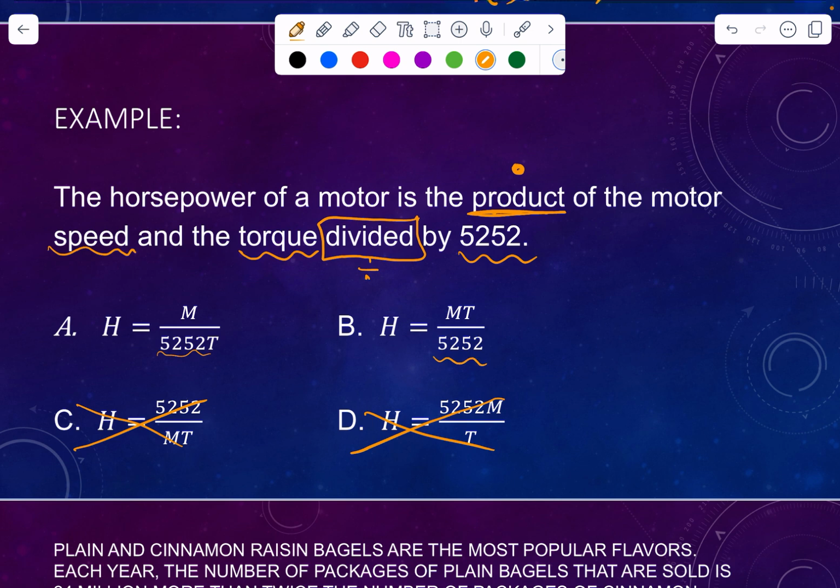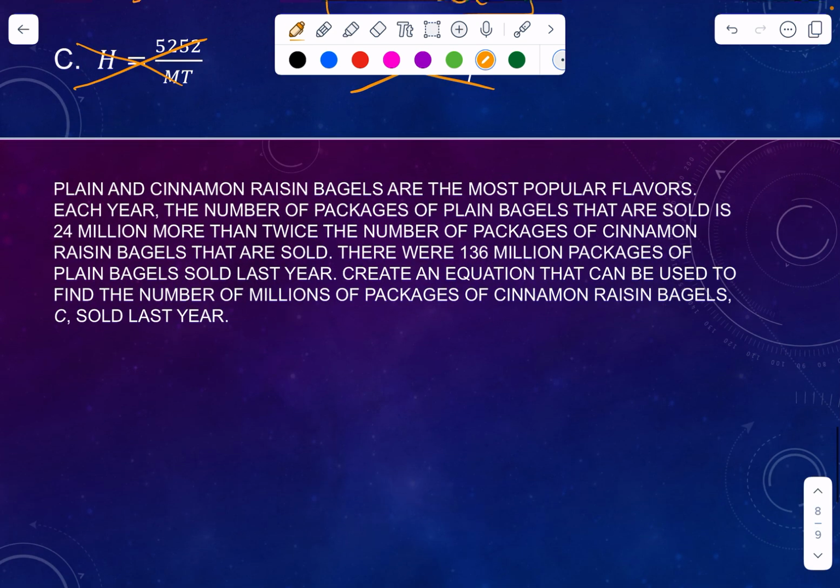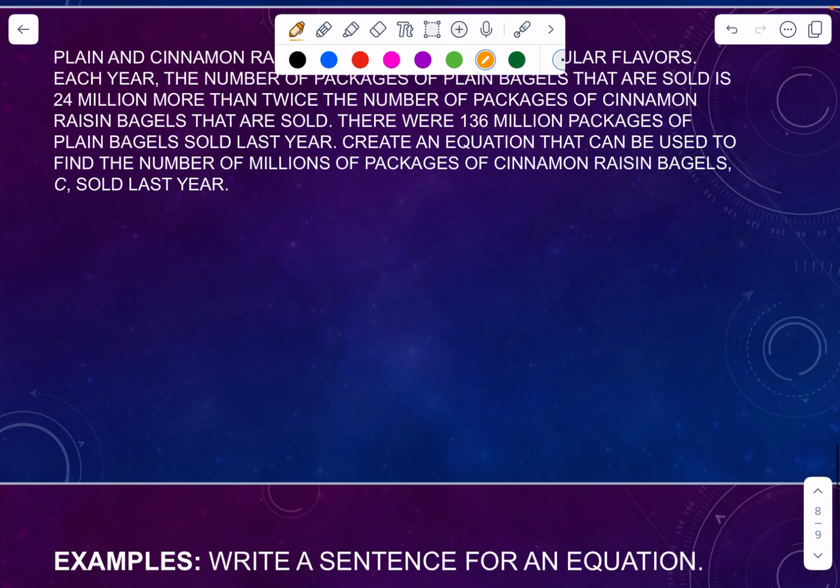Okay? Now, the next thing I check is the beginning of the sentence. It says, the horsepower of a motor is the product. I'm multiplying 2 things together, speed and torque. So here in this first one, I only have 1 letter, so that's definitely not here. Here in the second one, I'm multiplying N times T, so it has to be B there. Okay? So that's how we can kind of weed it out if given a multiple choice. All right, let's try this next one now.